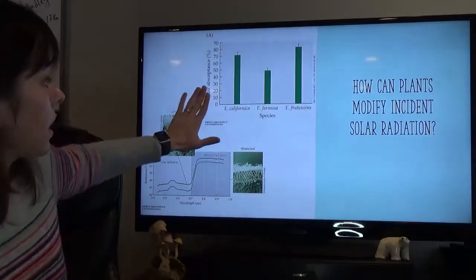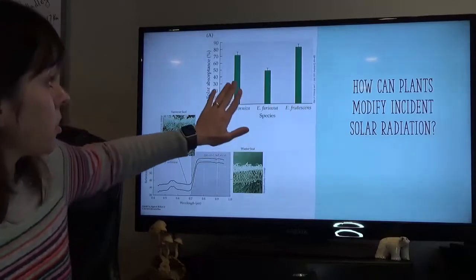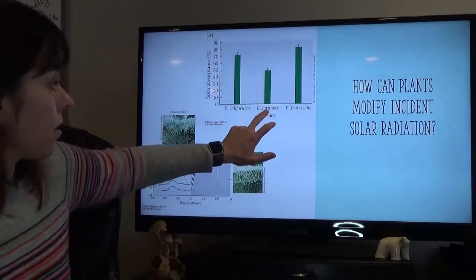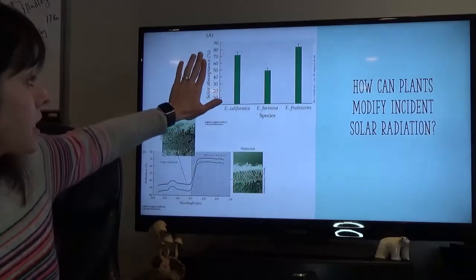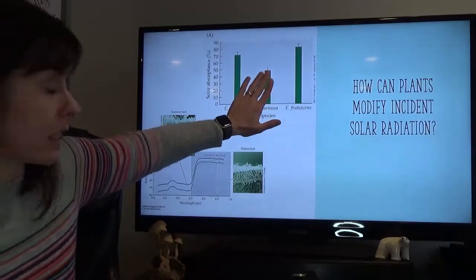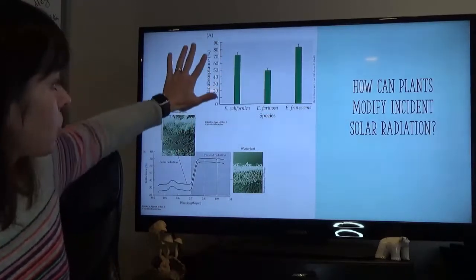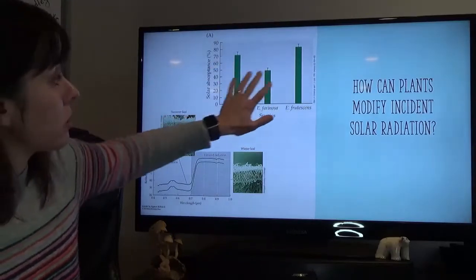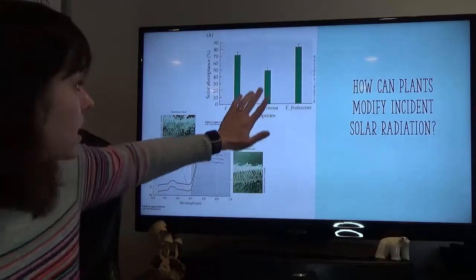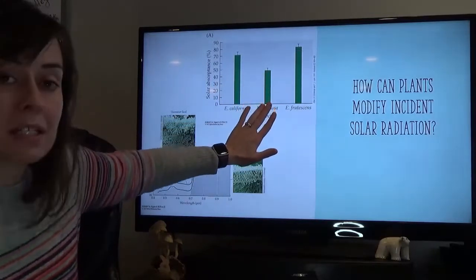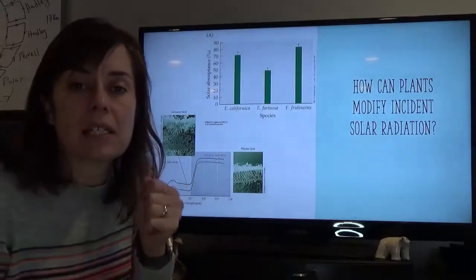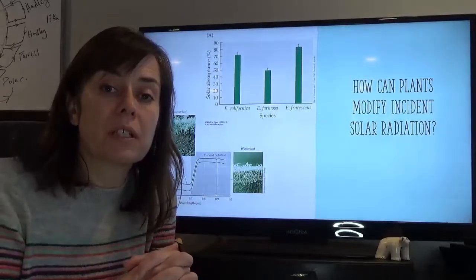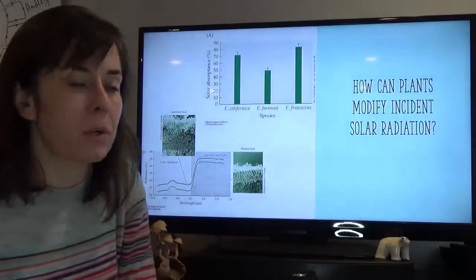And so here we have 3 different species, 2 of which do not have this fuzziness, this pubescence, and this middle species that does have pubescent leaves. And what we see is the percent solar absorptance, which goes from 0 to 90% here, is much higher in those 2 species that do not have pubescent leaves, and much lower in this species that does. And so by having these little white hairs on the surface of the leaf, the plant increases its reflectivity, increases the albedo of its leaves, if you will.